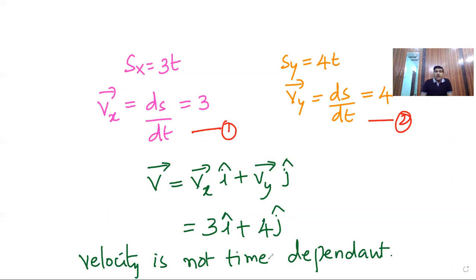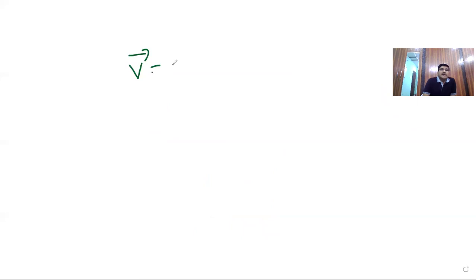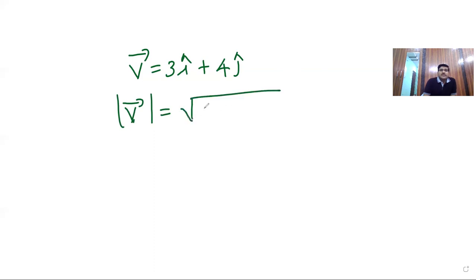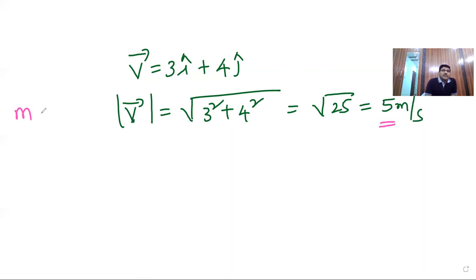Now, magnitude of velocity. V bar is already 3 i bar plus 4 j bar. So, magnitude of velocity is modulus of V bar. So, modulus is 3 square, coefficient of this squared, plus coefficient of this, 4 square. So, it becomes under root of 25. Becomes 5 meter per second.